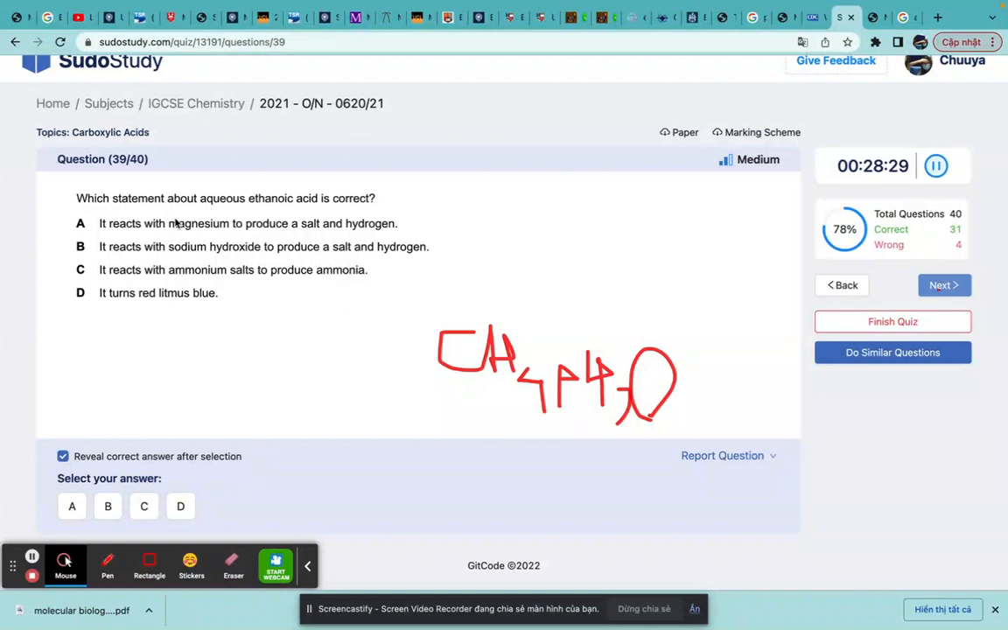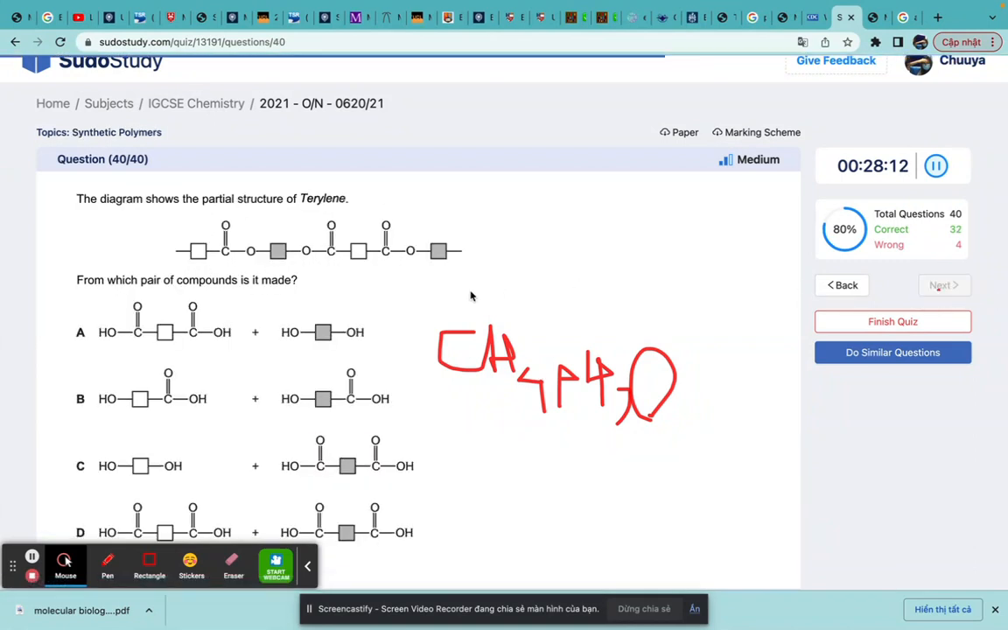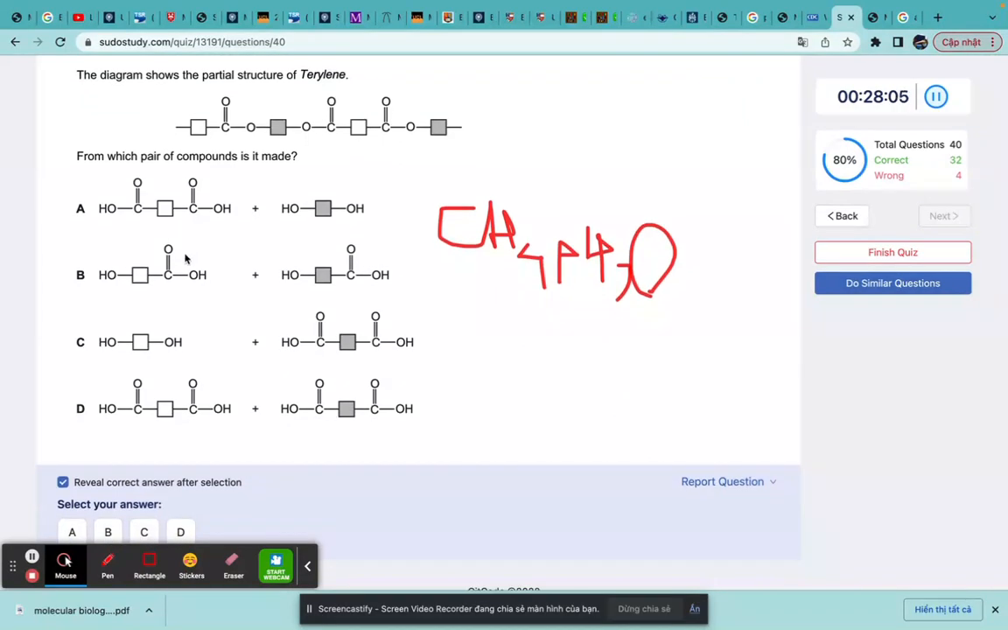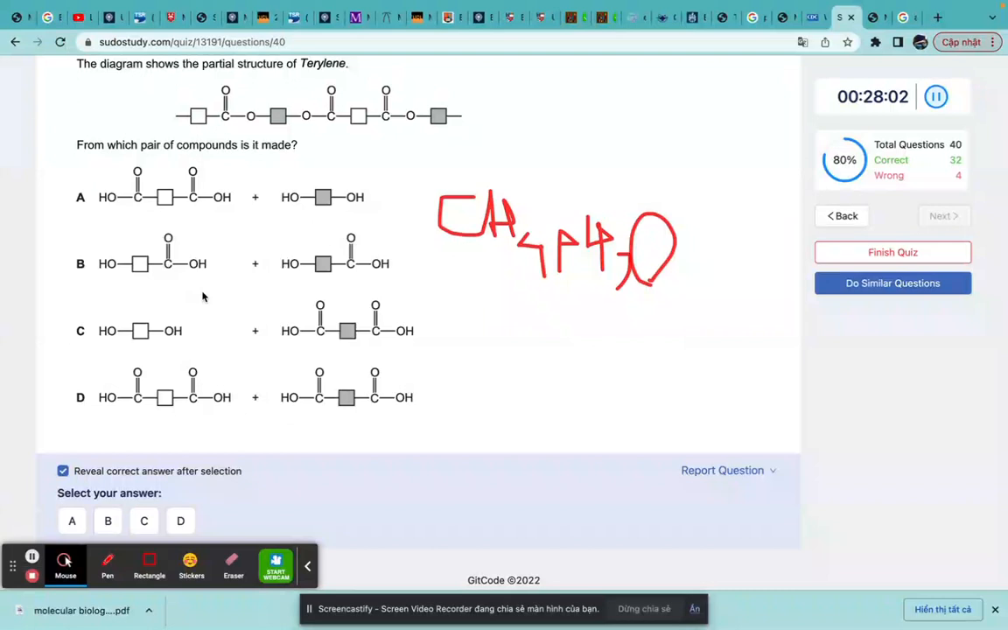Ethanoic acid is correct. Salt and water, turns red litmus blue. Reacts with magnesium to produce a salt and hydrogen. Which pair of compounds is it made from? Ew. Okay, so we know this part is CHOH. COO.